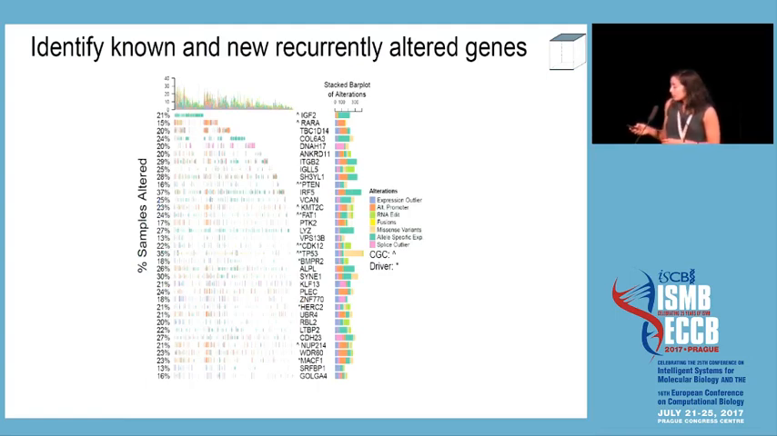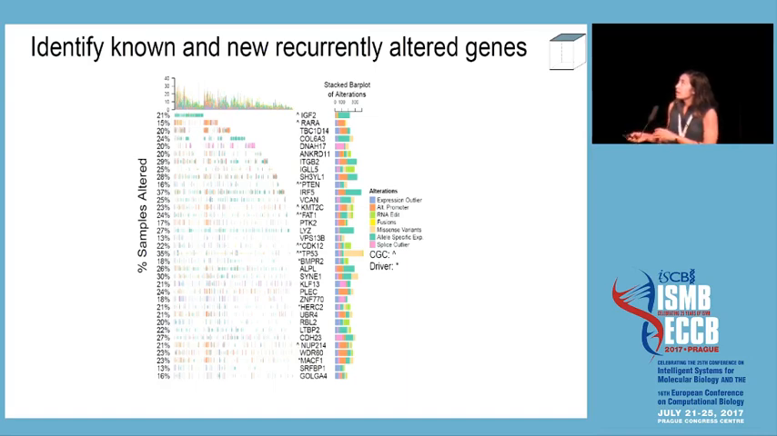So now we're going to take an unbiased view and look at which genes are important. Typically, these sort of recurrence analyses are done on copy number or missense variant frequencies. And the idea of what we want to do is that we want to do this for all of these different alteration types. So let me go through this plot really quick if you haven't seen this.